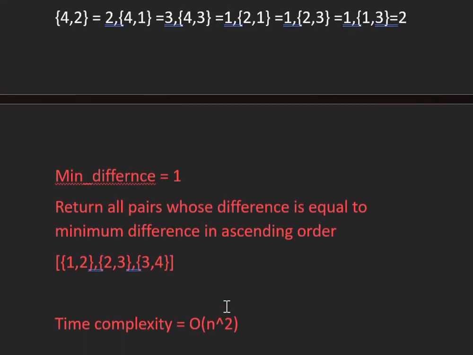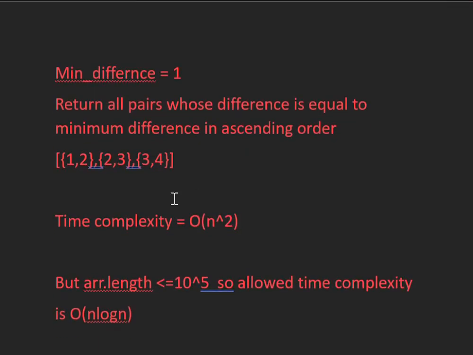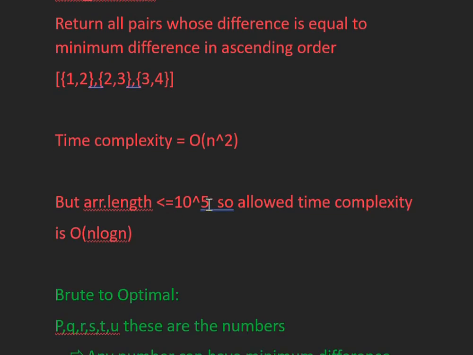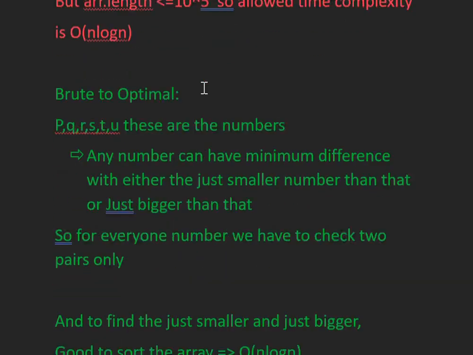If you see the time complexity, finding all the possible pairs will be big O of n square, because we have to iterate over the array two times to find all the possible pairs. But as the array length can be up to 10^5, the allowed time complexity can be up to big O of n log n. So this brute force approach will give us time limit exceeded.